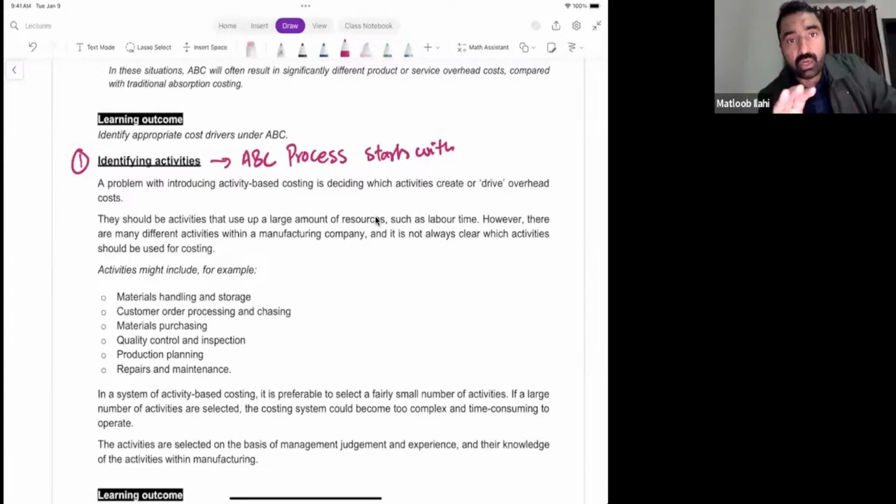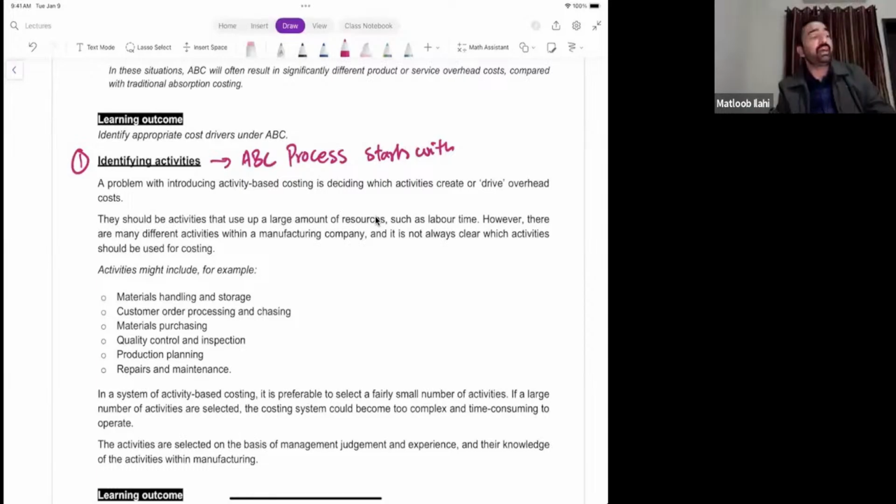It would be very complicated, or may not be possible, to use all these activities. Otherwise, the system would become very complicated. So you need to identify major activities from the processes. What are the critical activities?